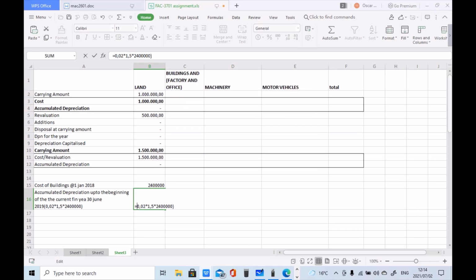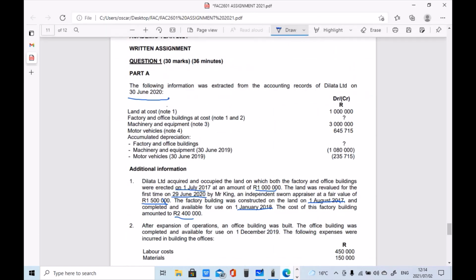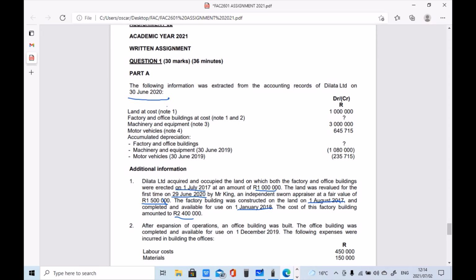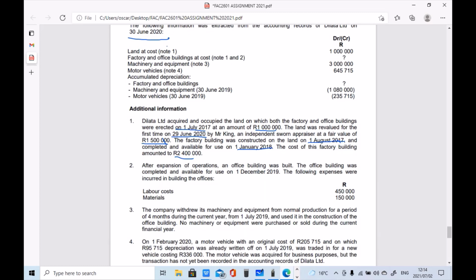So I'm just fixing the formula there. So 72,000, that's accumulated depreciation. Okay, let's read for more information on the buildings to see if there is anything that we still need to know. So that was the cost on 1 January 2018, and then we've calculated the accumulated depreciation.